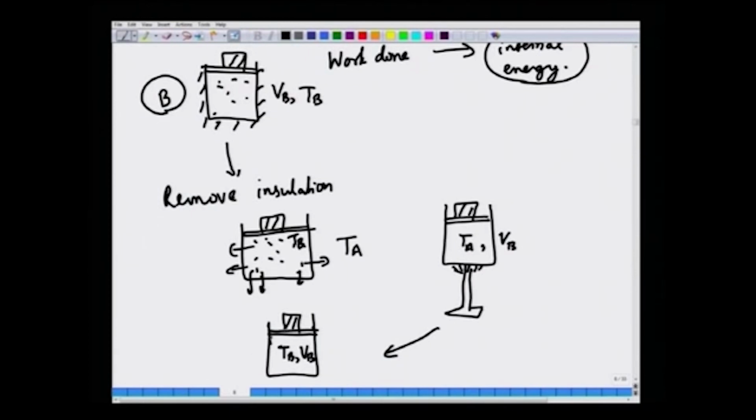Okay. Now, once you have reached temperature Tb, you can insulate the system, and this will be identical to the state B. So, the state B that you had here and the state B that you had here are identical, because they have the same volume and same temperature.